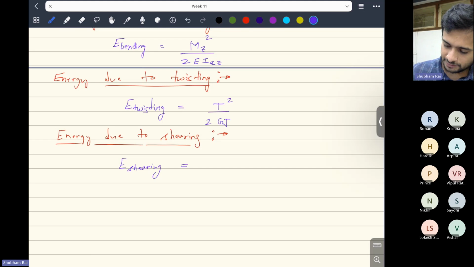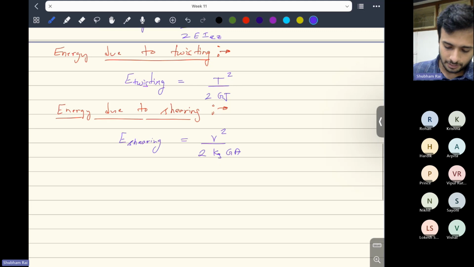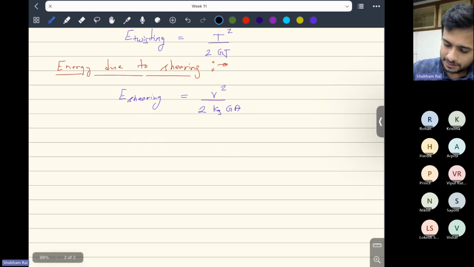E of shearing is given by V square, where V is the shear force acting on that cross section, average shear force, divided by 2, and this Ks is shear correction factor, and then shear modulus of elasticity, and then area of the cross section. Okay. So we can say that total energy stored in the body.